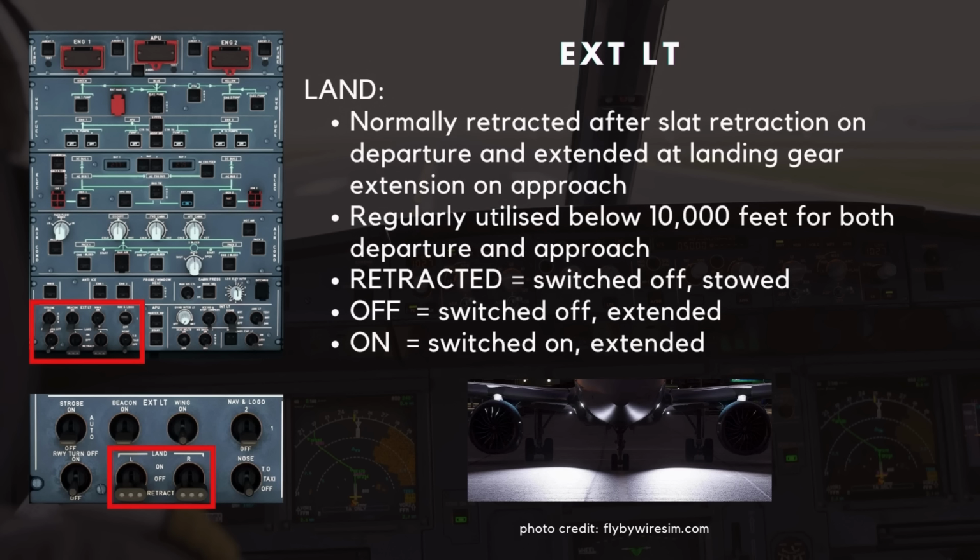They are normally retracted after slat retraction on departure and extended at landing gear extension on approach. However, these are regularly utilized below 10,000 feet for both departure and approach. When in the retracted position, they are switched off and stowed. In the off position, they are switched off but are in the extended position. When selected on, they are both switched on and extended.